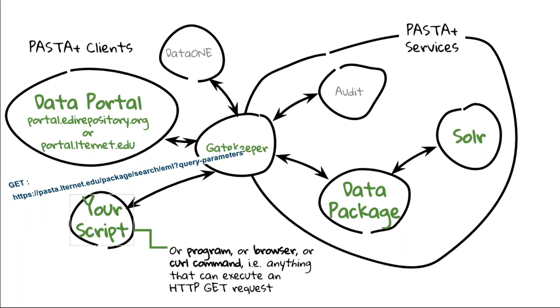It's really not important to understand the specifics here. The important thing to understand is that this GET request is a search API that you can use in the same way that the data portals use them. There's really no difference. You have this available to you through your programs, your browser, curl command, your script, anything that can execute an HTTP GET request and handle the XML response that comes back, it has this API available to it. So let's look at the API.